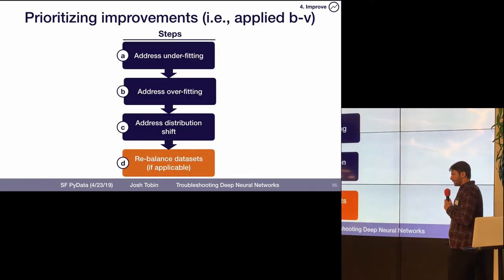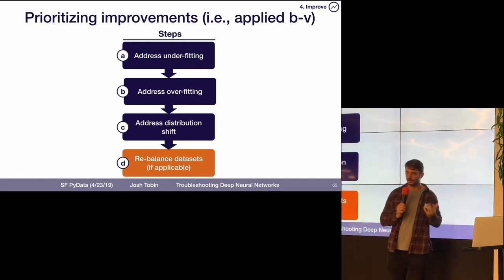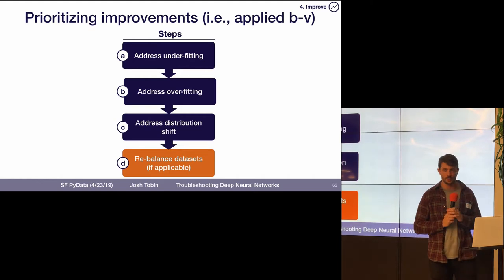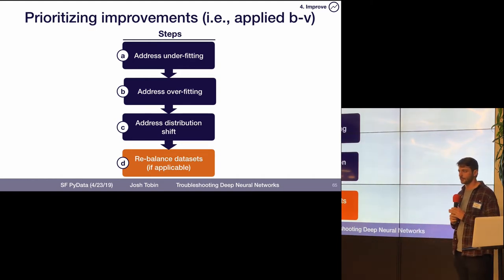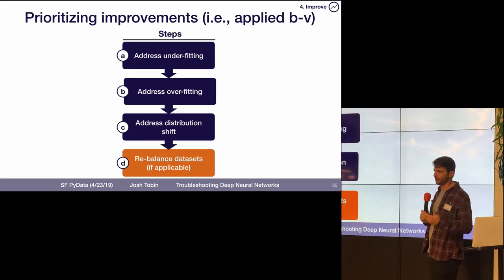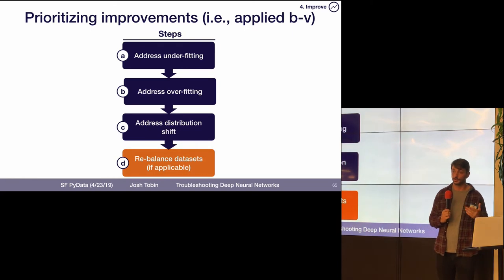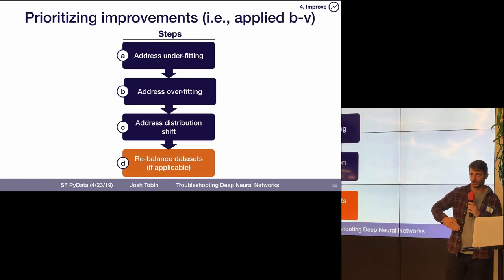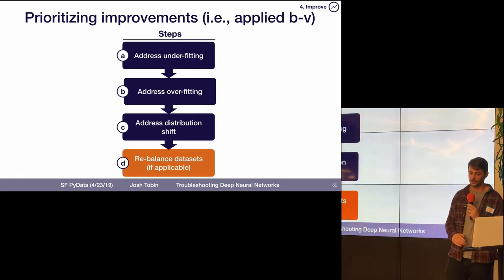And then the last step here is that periodically you should check your performance on your actual held out test set. If you start to notice a gap between your validation performance and your test performance, that means you've evaluated your model on your validation set too many times and started to overfit to that validation set. The intervention here is to rebalance your test and validation sets.